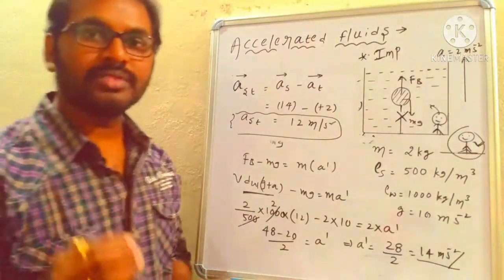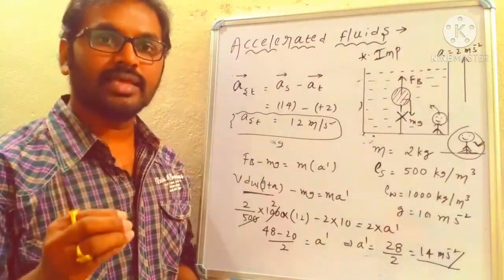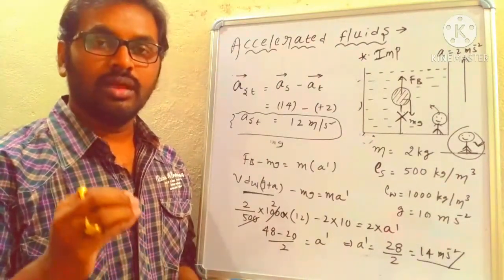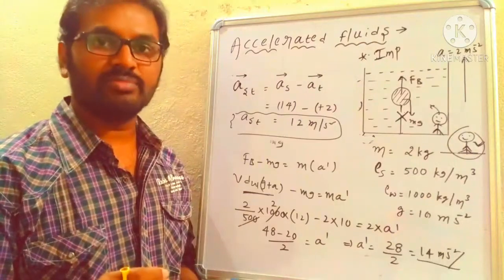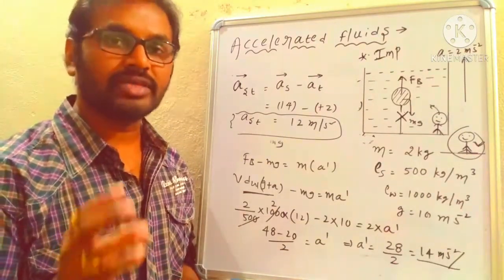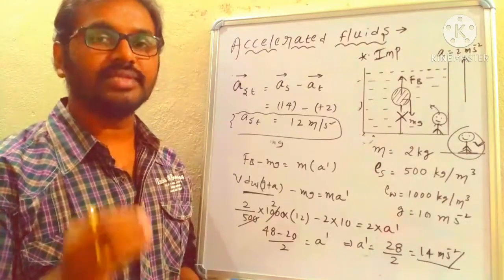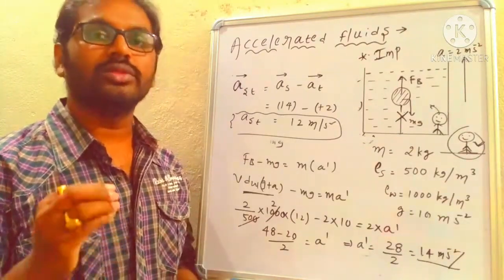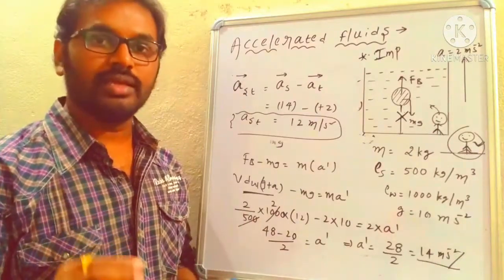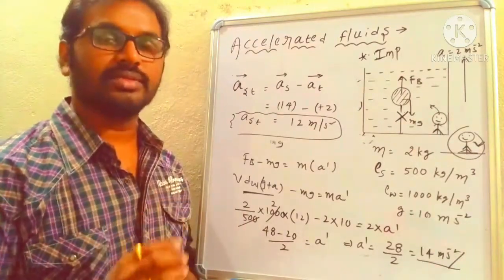So in the entire concept, the main thing is that while we are writing the buoyancy force equation, if it is related to accelerated frames, there we need to take, in place of g, the effective gravity value, which is, as it is moving in the upward direction, g plus a. So that is the key thing in this question.